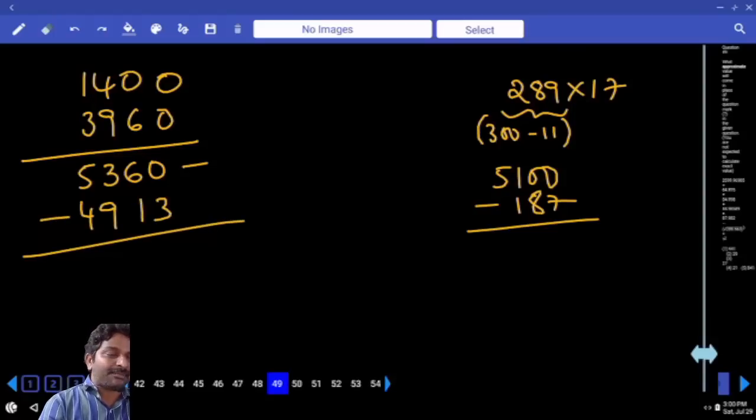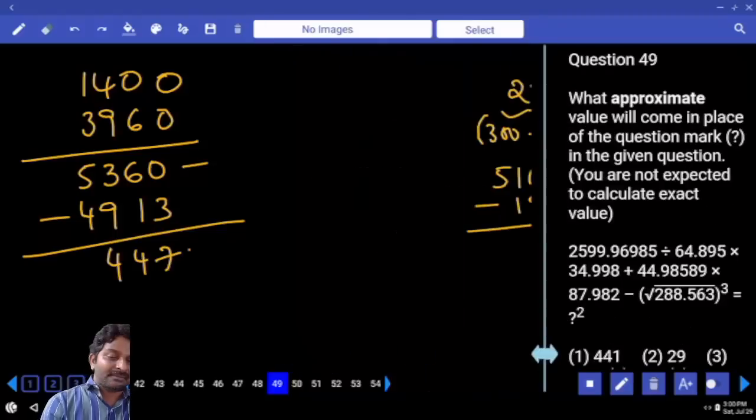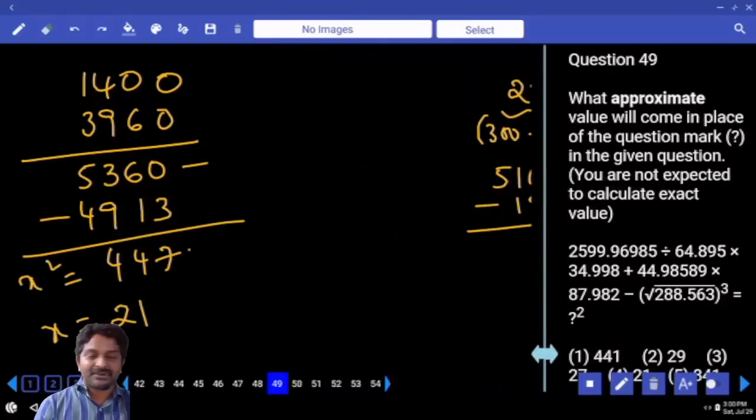4913 must be subtracted, correct? How much is that? 447. That is under root value, right? X square, right? Then x is equal to under root of 447, 21.